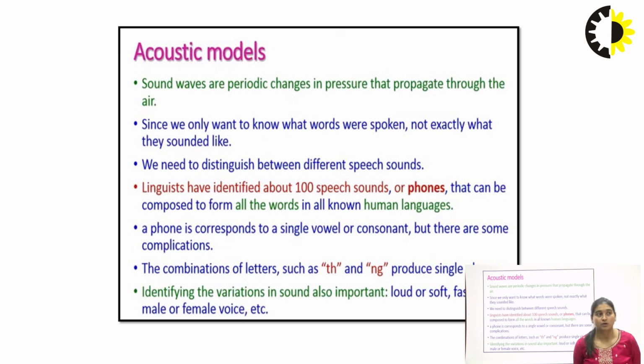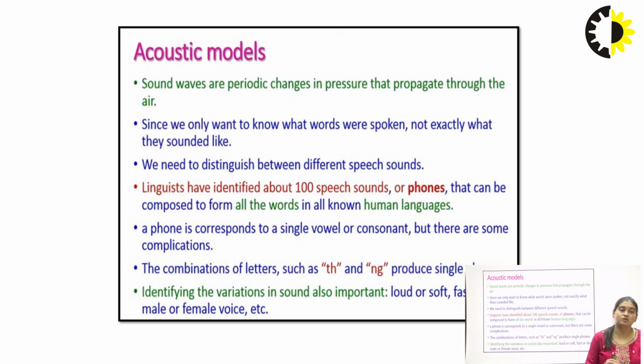Second is the acoustic model. Acoustic means, let's say, sound waves. Sound waves are the periodic changes in pressure that propagate through the air. Since we only want to know what words were spoken, not exactly what they sounded like, we need to distinguish between the speech sounds. Linguists have identified about 100 speech sounds, or phones, that can be composed to form all the words in all the known human languages.